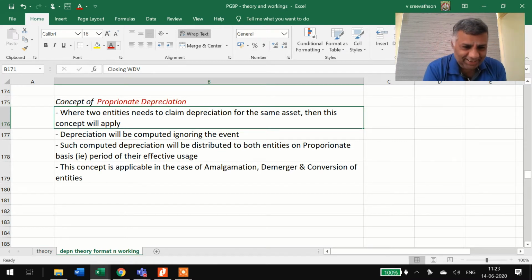Okay, so basically it applies if it is two entities in the three circumstances: the amalgamation, demerger, conversion of entities.